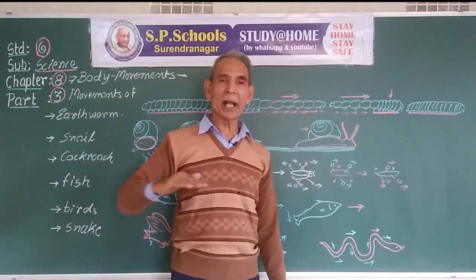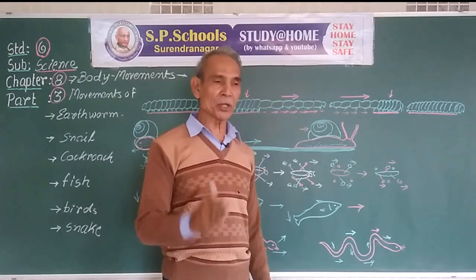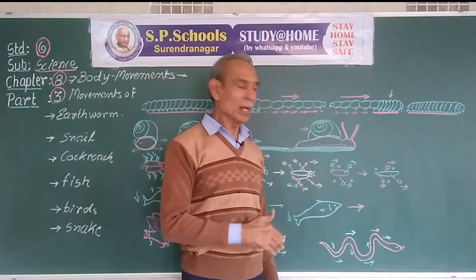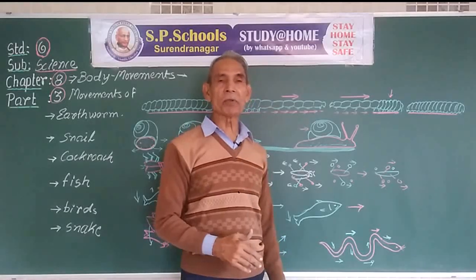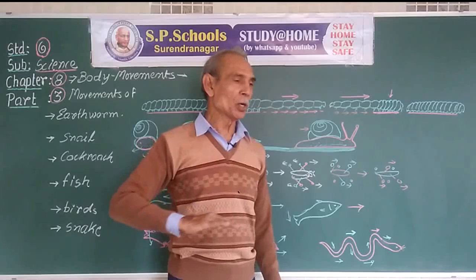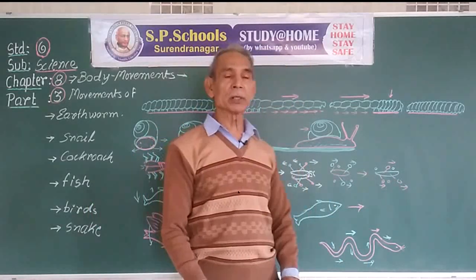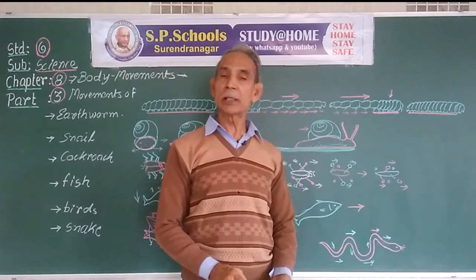The snake cannot move straightaway forward. It has to move by making loops of its body to hold the ground, to give a backward push to help itself move forward. So the motion of the snake we call slithering motion.